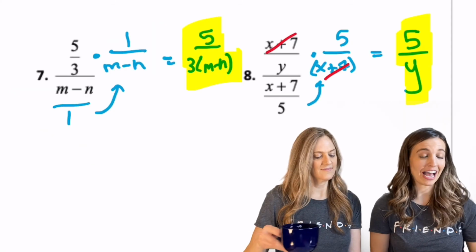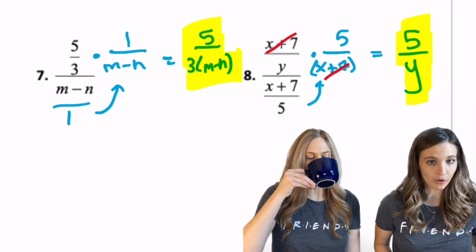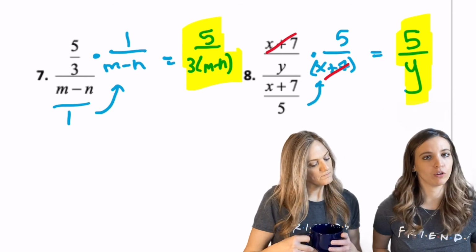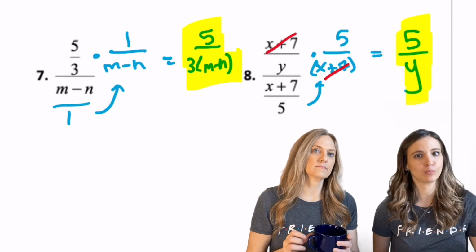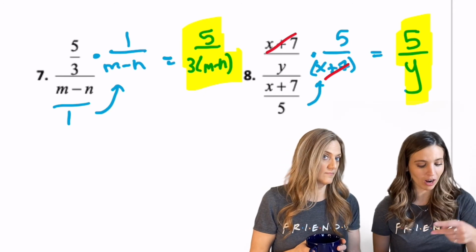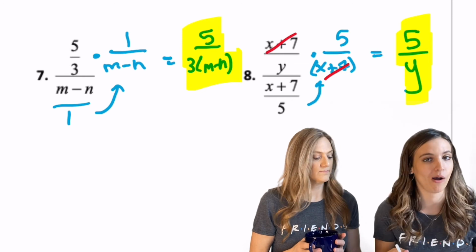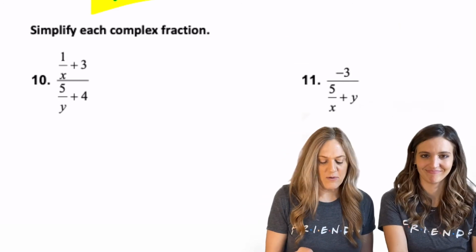Number 7, I get 5 divided by 3 times n minus n. Okay. Number 8, really be careful. Don't take any shortcuts here. Yeah, the x plus 7's divide out, but when I multiply across, that leaves me with 5 divided by y. Woo! It's like we're pros at this now.